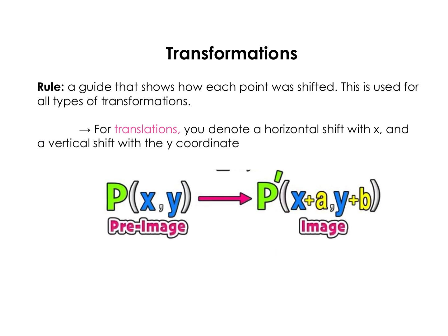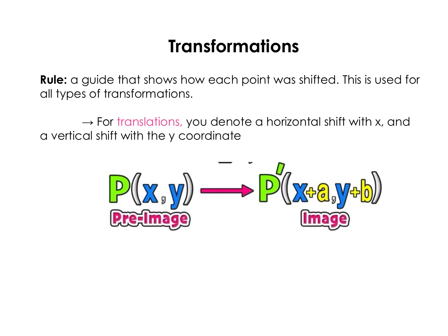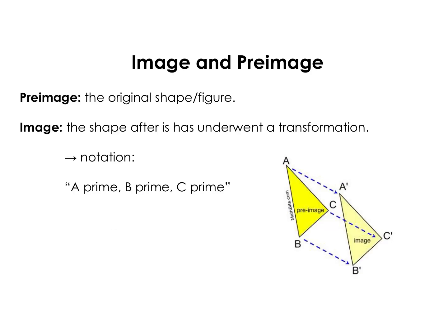Now all transformations have a specific rule. And what that rule does is it guides or shows how each point was shifted. And this is used for all types. For translations specifically, you can denote the horizontal shift with the x coordinate and the vertical shift with the y coordinate.